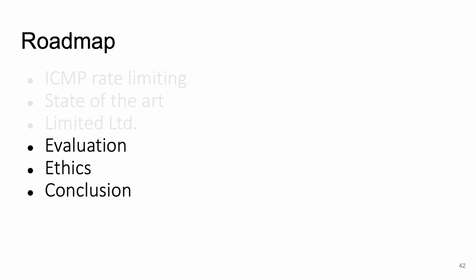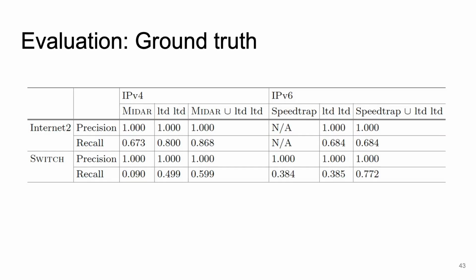So let's have a look at the evaluation now. We've evaluated LIMITED on two ground truth networks, Internet2 and Switch, and we've compared this performance against MIDAR and SpeedTrap, the two available state-of-the-art tools for IPv4 and IPv6. Internet2 is composed of Juniper routers and Switch is composed of Cisco routers.